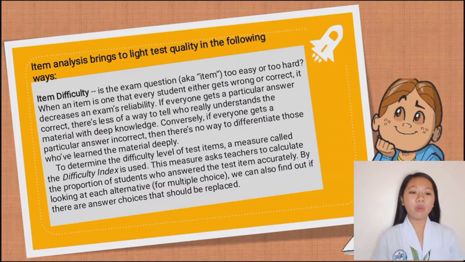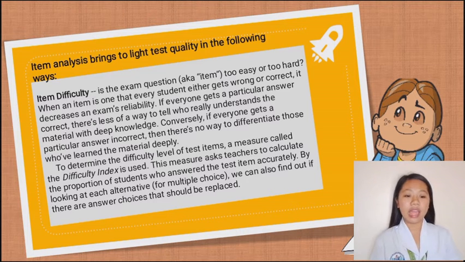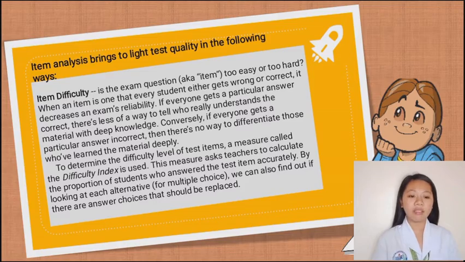When an item is one that every student either gets wrong or correct, it decreases an exam's reliability. If everyone gets a particular answer correct, there's less of a way to tell who really understands the material with deep knowledge. Conversely, if everyone gets a particular answer incorrect, then there's no way to differentiate those who've learned the material deeply. To determine the difficulty level of test items, a measure called the difficulty index is used.